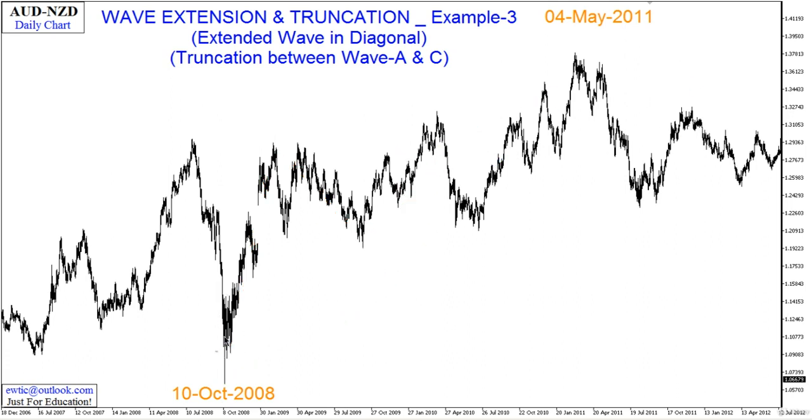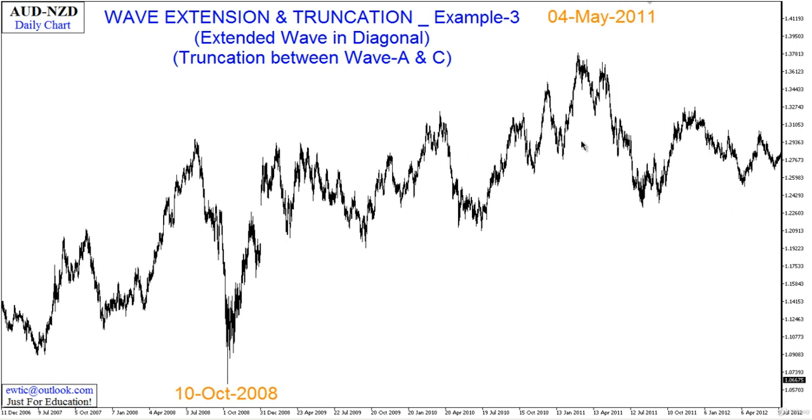Maybe a triangle, A, B, C, D, E. No, of course not. This is not a triangle. Then what is this? What is this pattern here? Well, only one pattern is left that we did not talk about. We have a move up here, then a move down here, right? Then a move up. This is 3 waves, this is 3 waves, this is 3 waves.